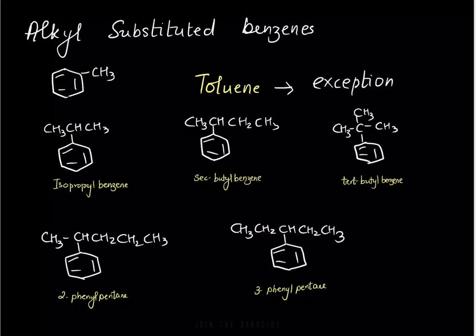And for naming this compound right here, you cannot call this secondary pentylbenzene. Instead, you're going to call this 2-phenylpentane, taking into consideration that this is your parent name and your phenyl ring is actually a substituent on the alkane. And similarly here, your phenyl ring is existing as a substituent on the third carbon in the alkane.